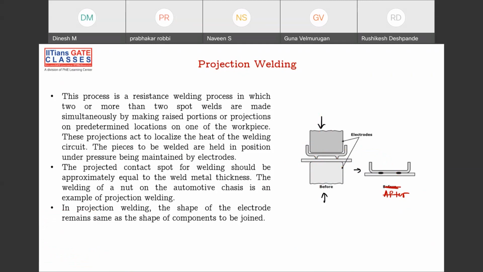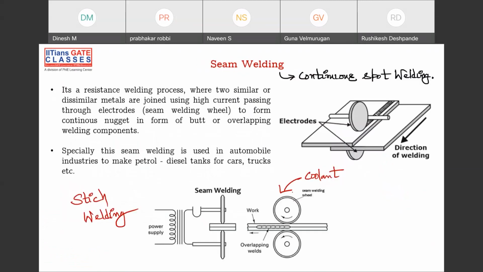Yes. Now, another thing is continuous spot welding, seam welding. It is continuous spot welding, because instead of having electrodes like this, we are having a wheel as electrode, a continuous wheel. Electricity is supplied continuously, and heat is generated continuously at this interface. As heat is generated, you keep on moving, and it is continuously stitching. Continuous spots are formed in between.